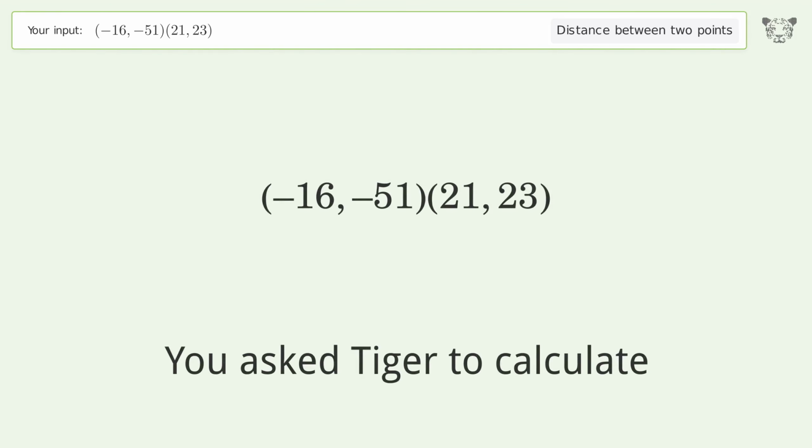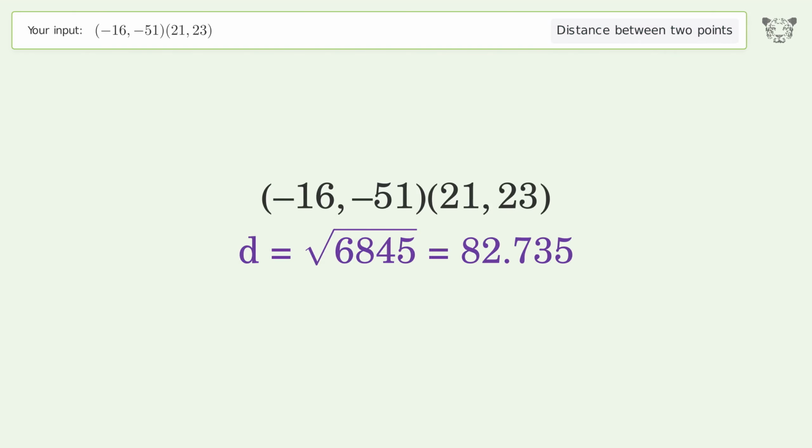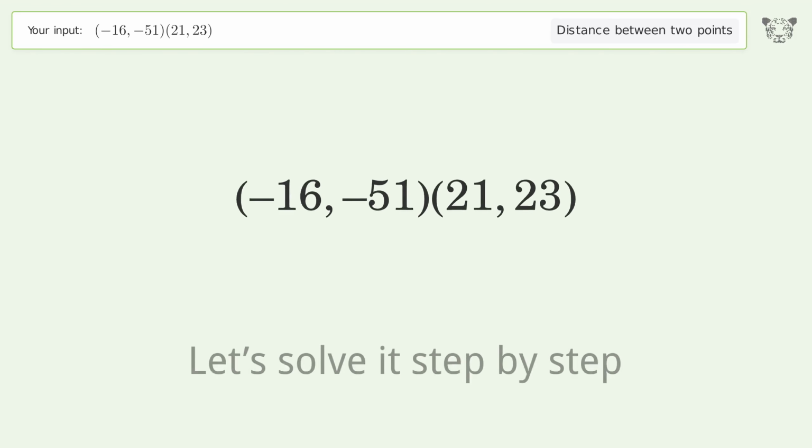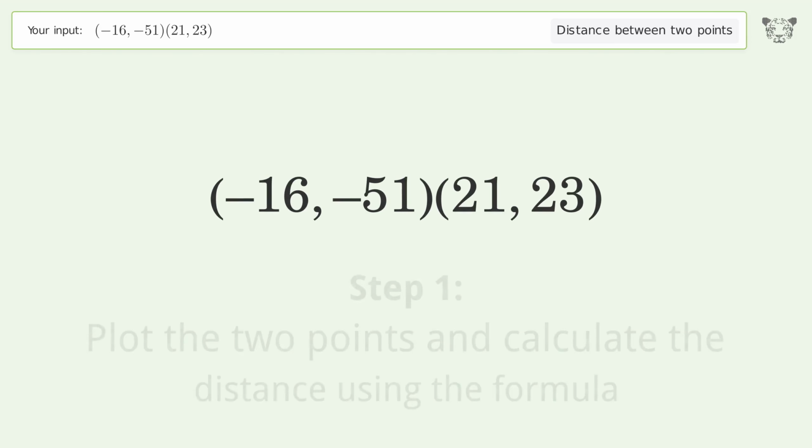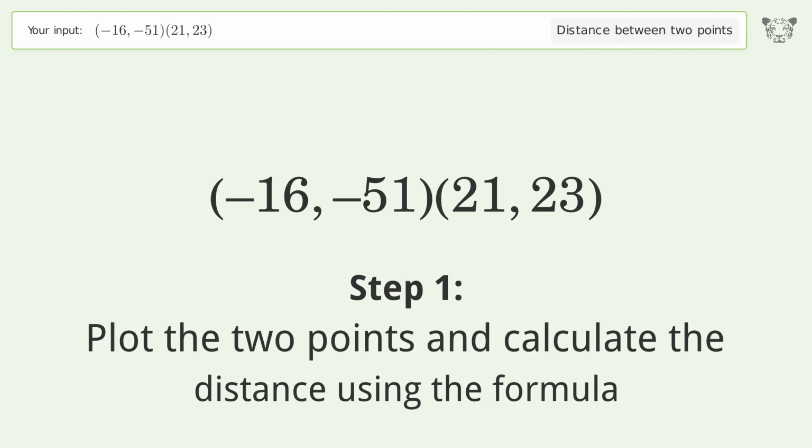You ask Tiger to calculate. This deals with the distance between 2 points. The distance between the 2 points is the square root of 6,845 or 82.735. Let's solve it step by step. Plot the 2 points and calculate the distance using the formula.